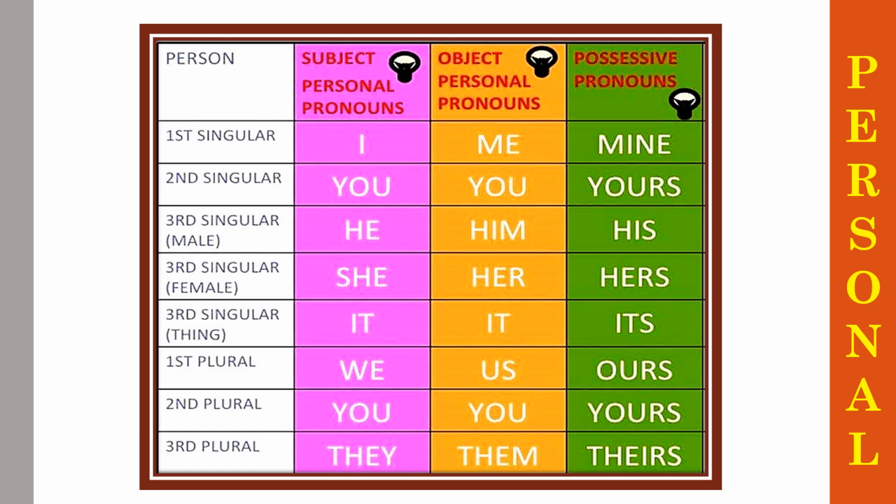Then we have plural. In plural first person, we have we, second person you, and third person they. Your object personal pronouns will be us, you, and them. And the possessive pronoun, the belonging one, is ours, yours, and theirs.